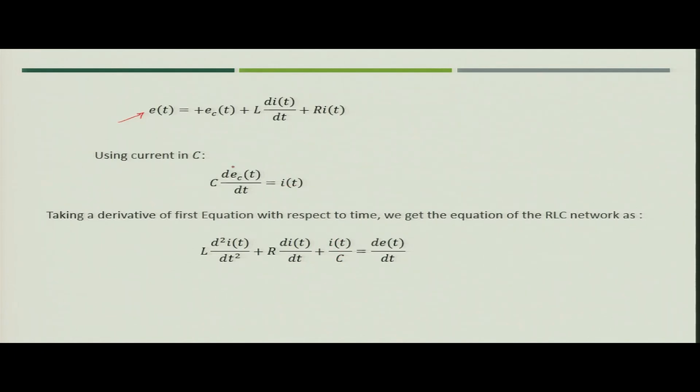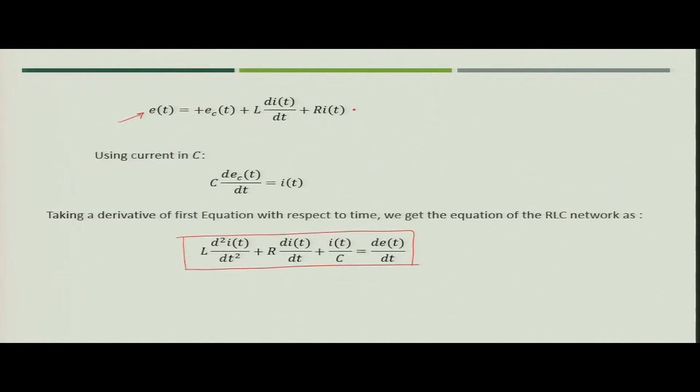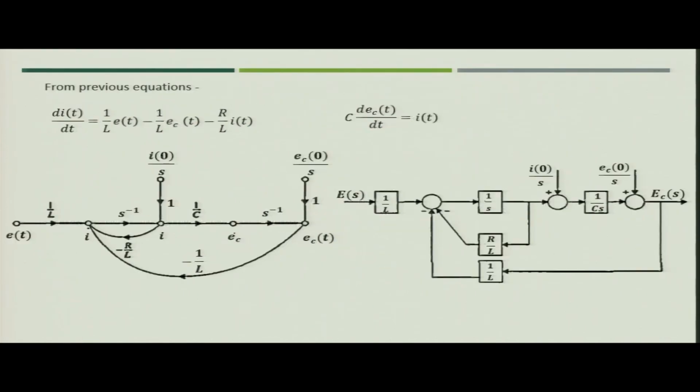So, you get I equal to C dEc by dt. This is the equation which you get when you combine both of the equations. Now, we have the main equation which we got from the Kirchhoff voltage law, and this is the value of current which is flowing through the capacitor. So, we will use these two equations to model the electrical circuit using signal flow graph and the block diagram.